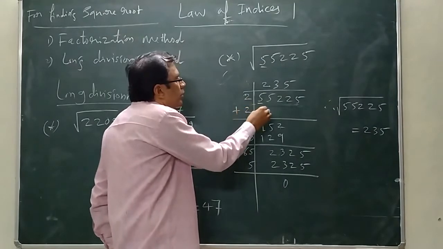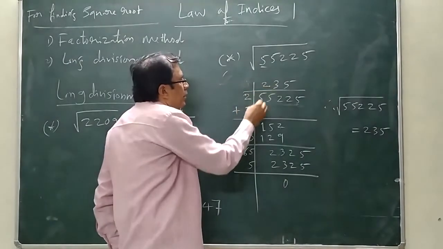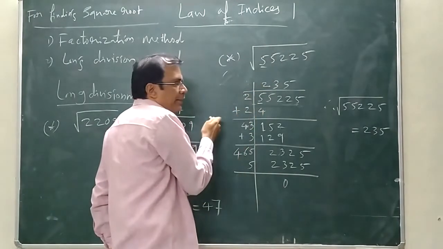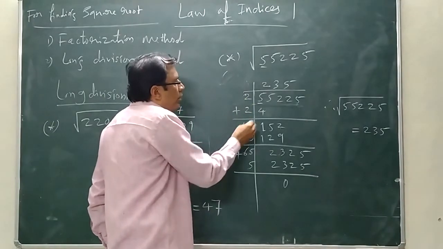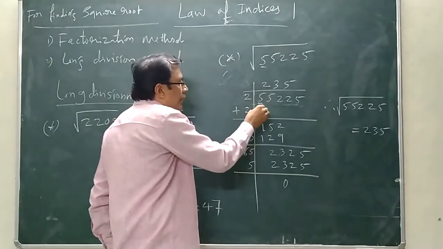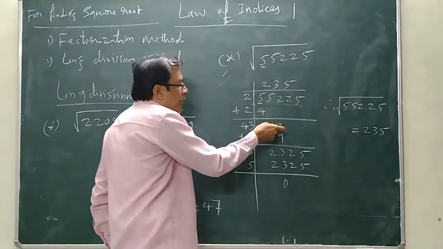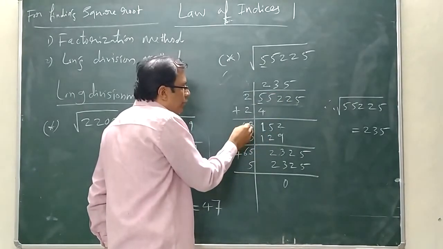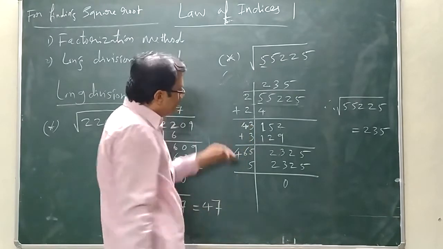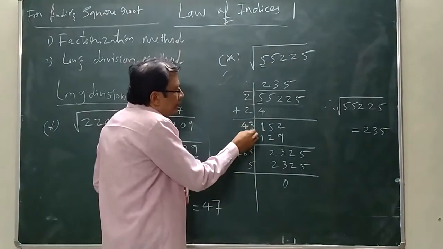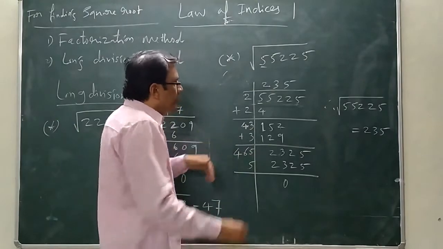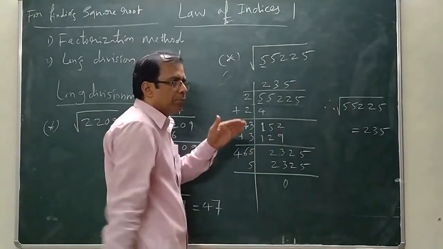Again 2 into 2 becomes 4. Put the 2 on the right here. And you add here: 2 plus 2 becomes 4. After subtracting 4 from 5, you are getting only 1. And 5 as well as 2 you bring down below. And 4 is the only number left here. Next, what do you have to do? 152 is the number left now.